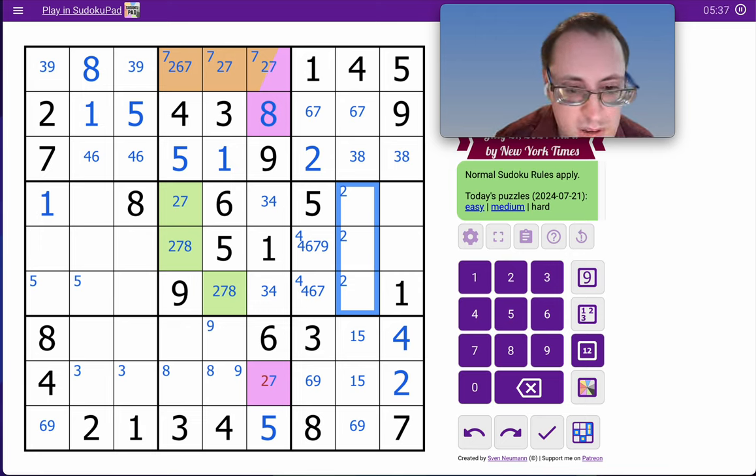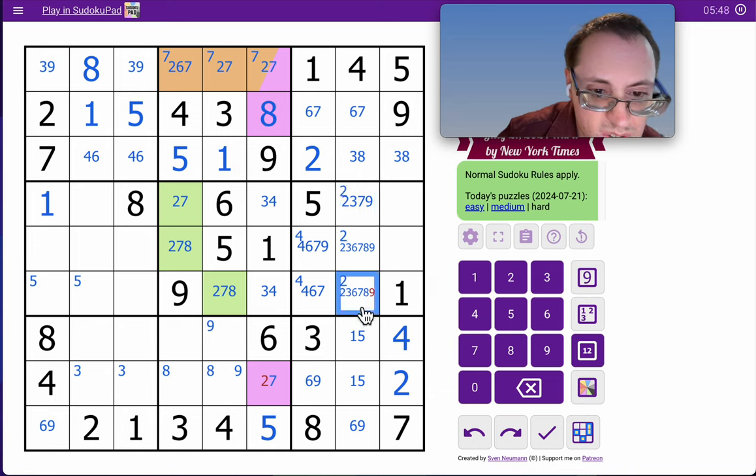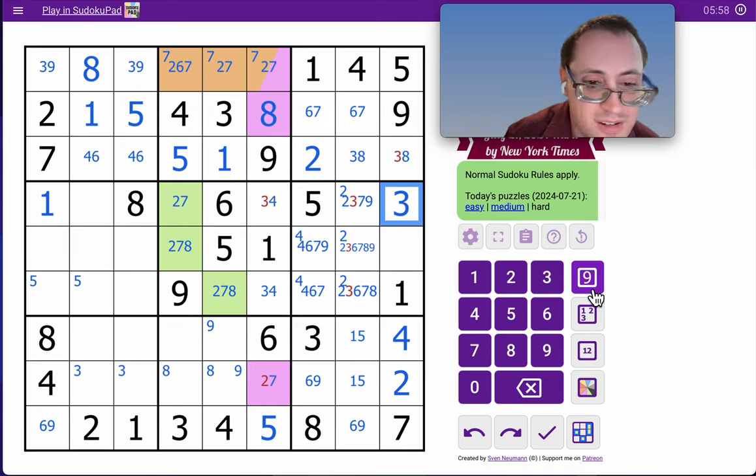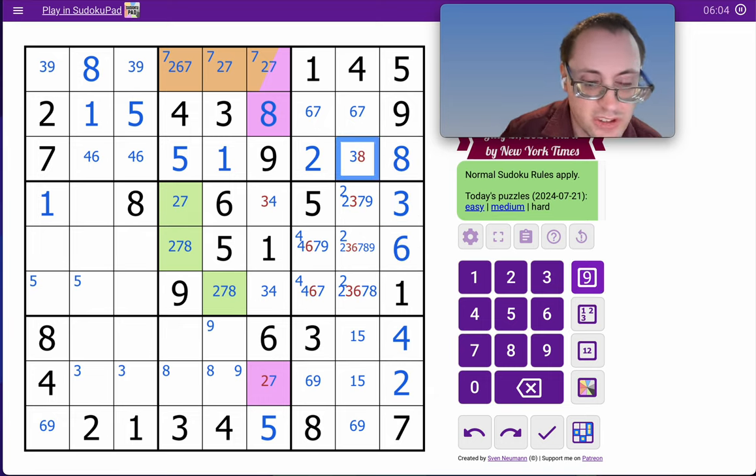I need 2, 3, 6, 7, 8, 9. And those cells, these ones, are 3, 8, and something. 6, and that one can only be 3. It can't be 6 or 8. So, there's 8, there's 6. That sorts out the 3, 8.